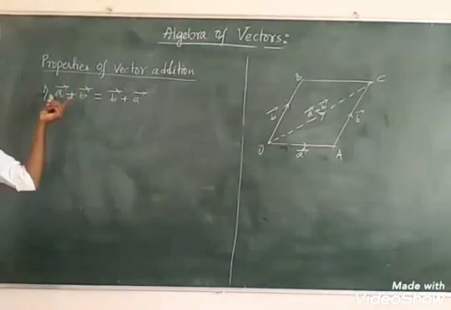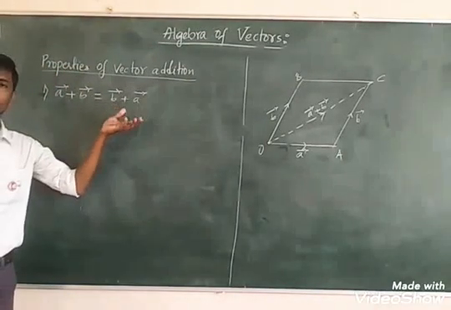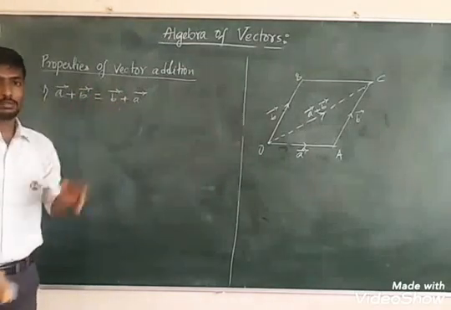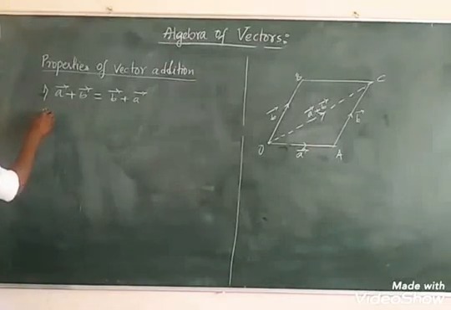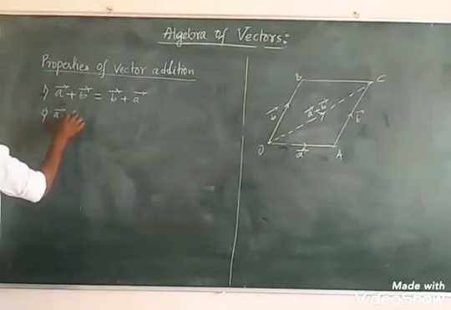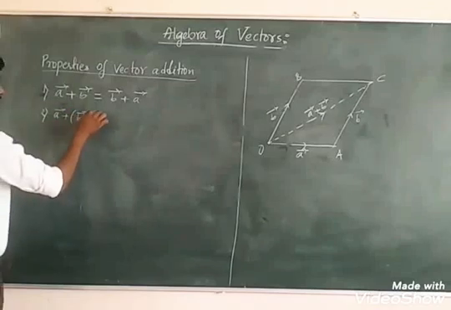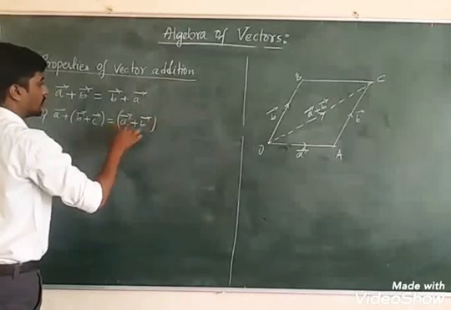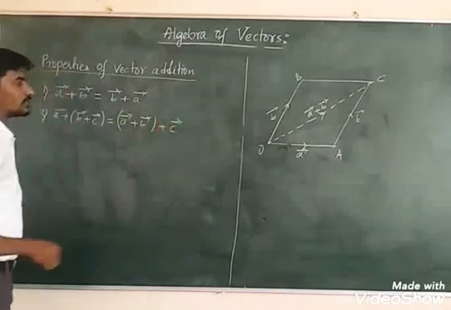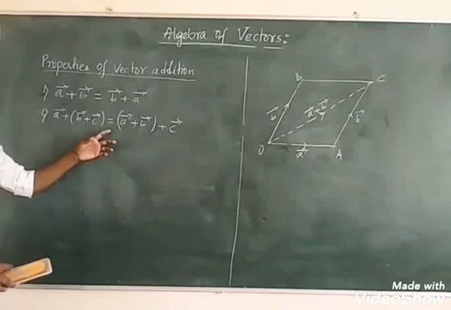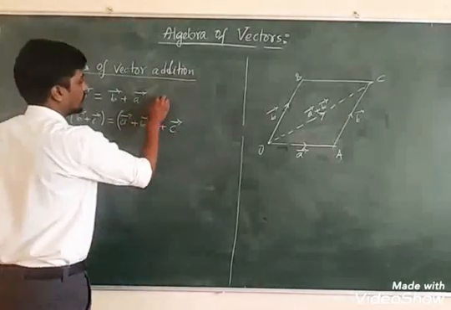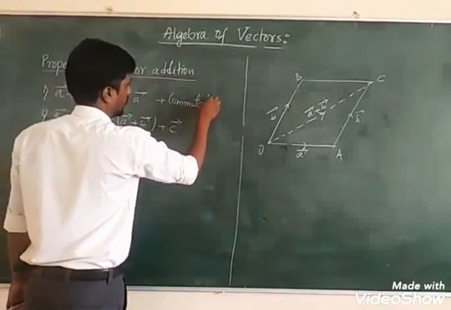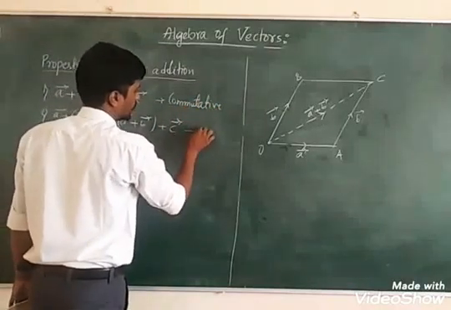If A plus B is equal to B plus A, it means vector addition is the commutative law. Remember this. And the second thing is vector A plus B plus C, the vector A plus B plus C. It means vector addition also holds the associative law. So this is the commutative law, and this is the associative law.